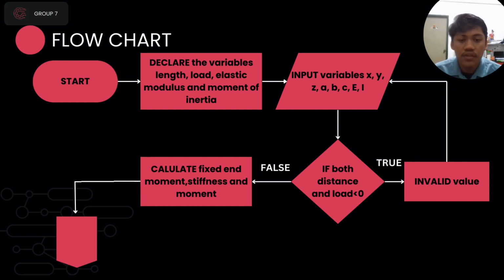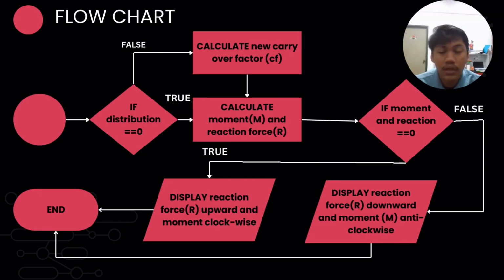And then, if both distances are below 0 and it is true, it is an invalid value, and the user needs to input the variables again. If it's false, we continue to calculate the fixed end moment, stiffness, and the moment. After we calculate, if the distribution is equal to 0 and it is true, we proceed to calculate the moment and the reaction force. If false, we first find the new carryover factor, and then we calculate the moment and reaction force.